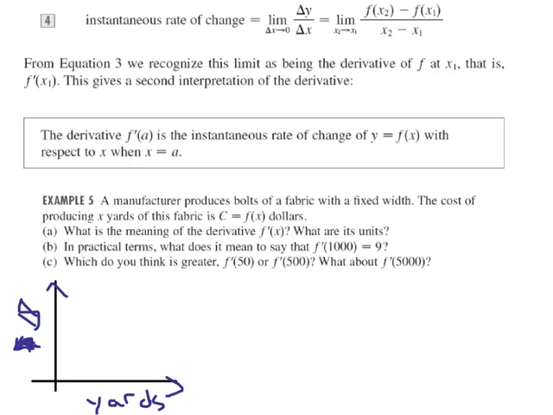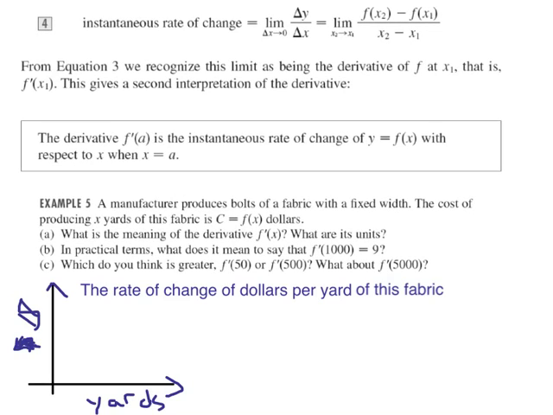Alright, so A, what is the meaning of the derivative f prime of x, and what are its units? You want to say exactly what this tells you, the rate of change of y with respect to x. So we want to say, and let me type this, the rate of change of dollars, that's your y, with respect to x, but you could also say per, right? So dollars per yard of this fabric. And that's an answer for A.